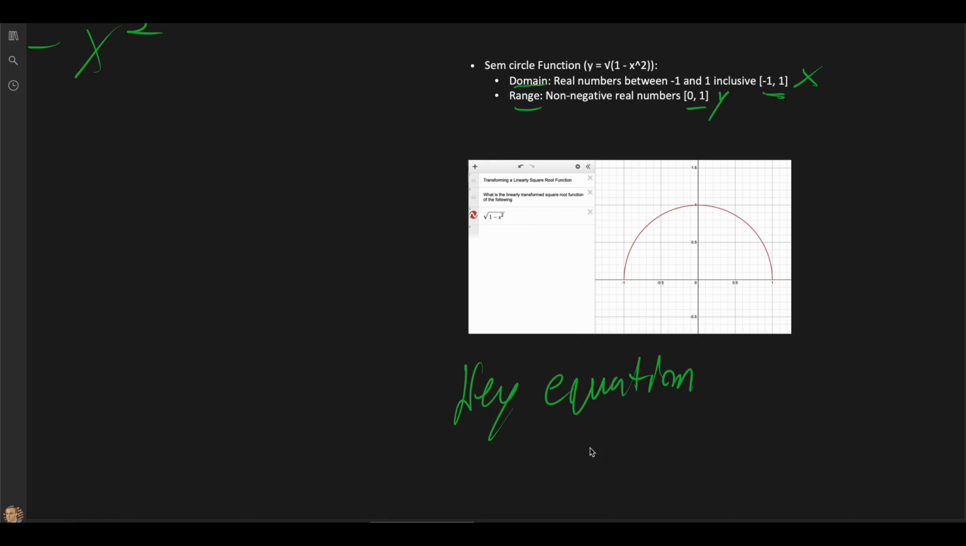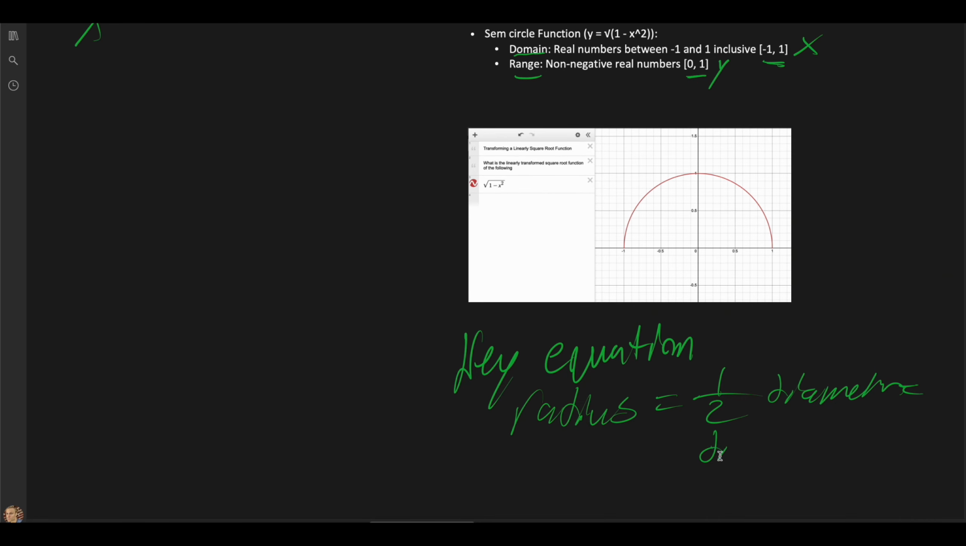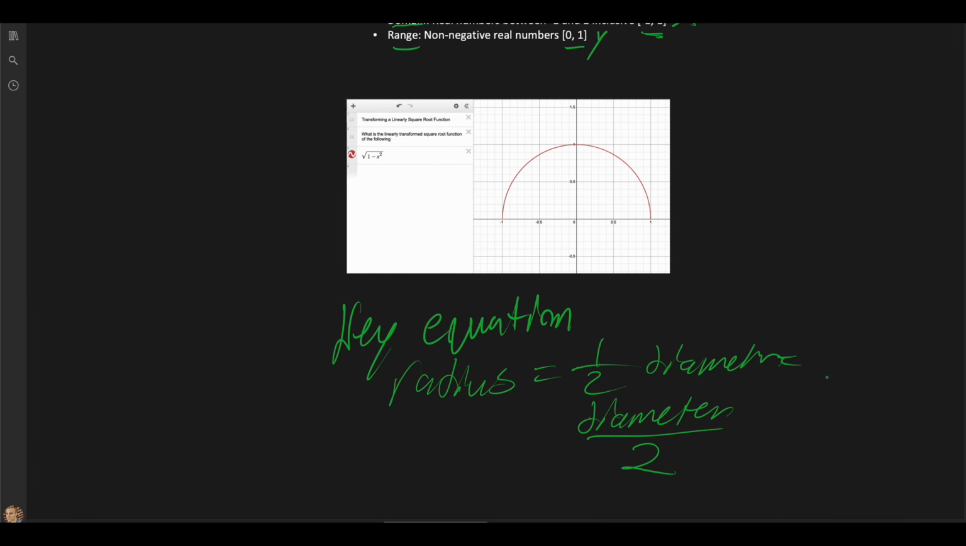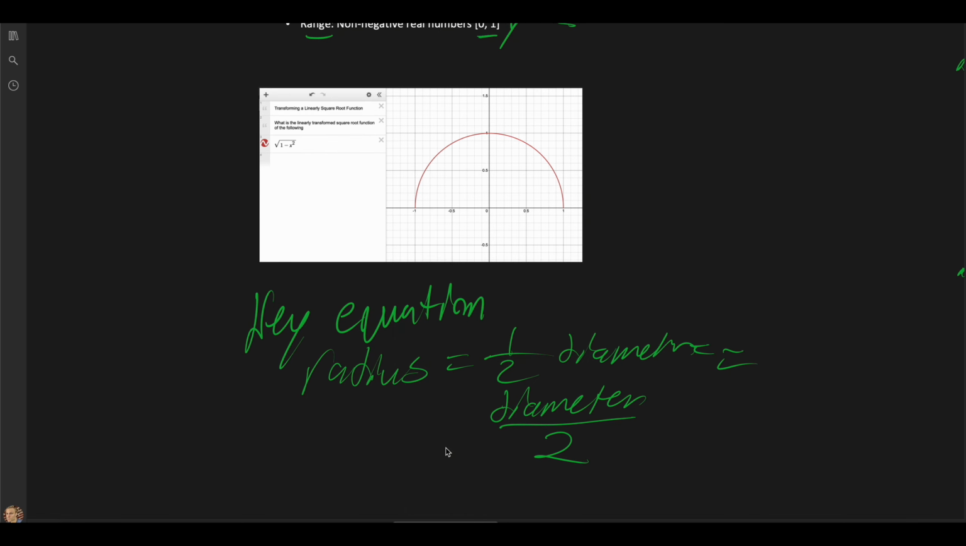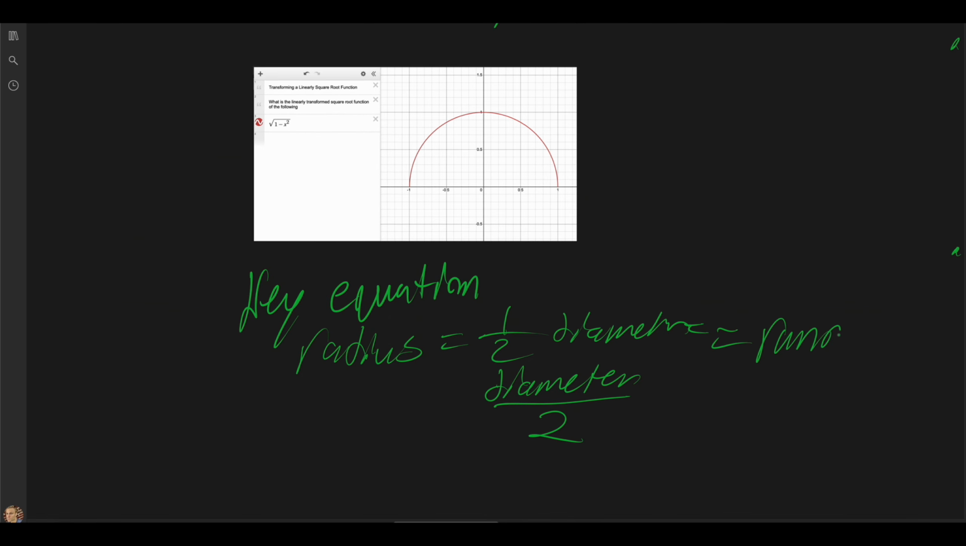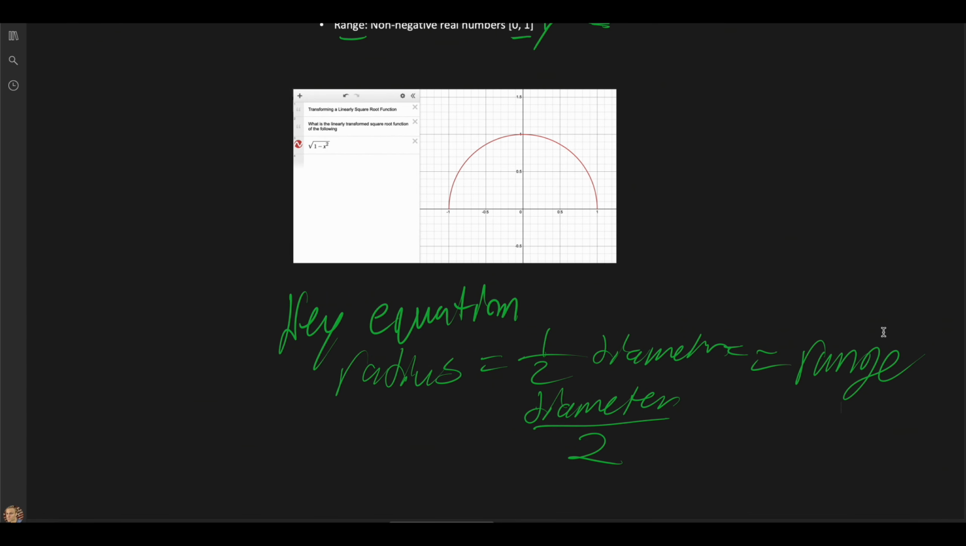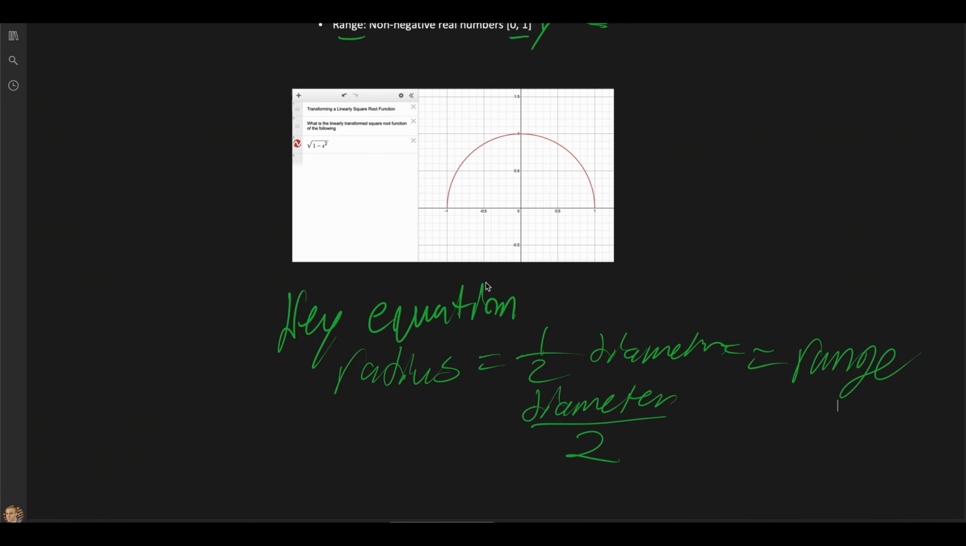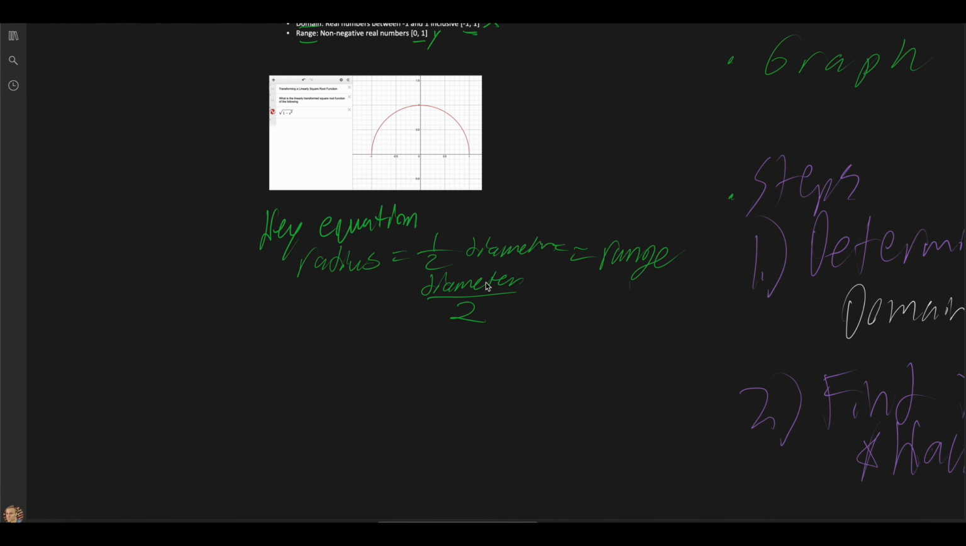Just need to zoom in for a second. And so, always keep in mind whenever we're dealing with circles in general, the radius is always going to be 1/2 of the diameter, or you can just put in diameter divided by 2. And that would also give us our range. Just for context and just to be able to help cement the idea further. Let me just zoom out of here.